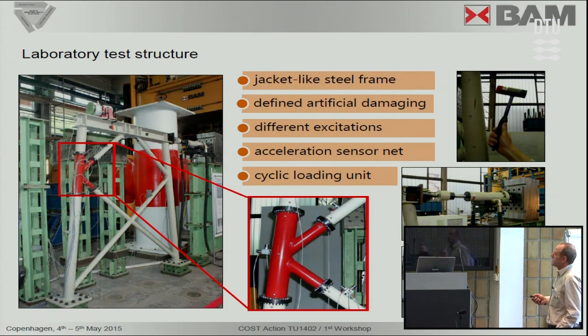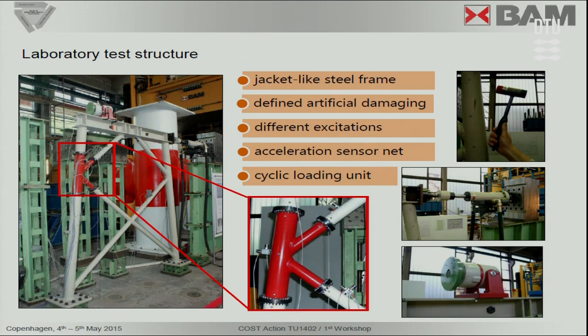Some words about the lab test. Here you see the lab structure is a classical jacket-like steel frame. We were able to insert damage artificially by loosening bolts. We were able to excite the structure in different ways, like with this electrodynamic shaker, and we were also able to load the structure cyclically with this load unit. We use acceleration sensors for sensing.